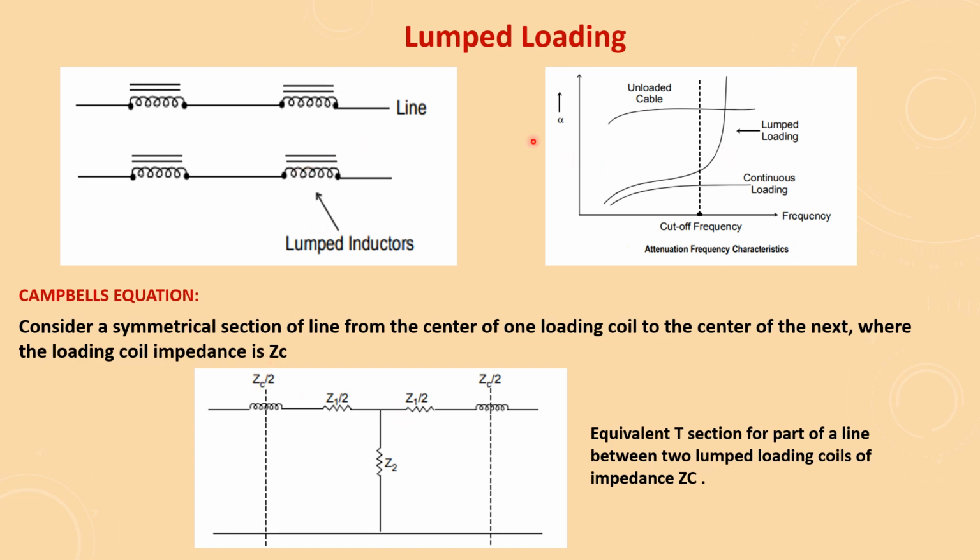And here, to find the alpha, beta and Z0 values, we'll be considering Campbell's equation. In this we'll be considering one symmetrical T section, from the center of one loading coil to the center of the other one. This is the equivalent T section for a part of the line between two lumped loading coils of impedance ZC. Here ZC is the center of the coil, that is a lumped coil, and the left hand side is also the center of a lumped coil, so that it is ZC by 2, ZC by 2.